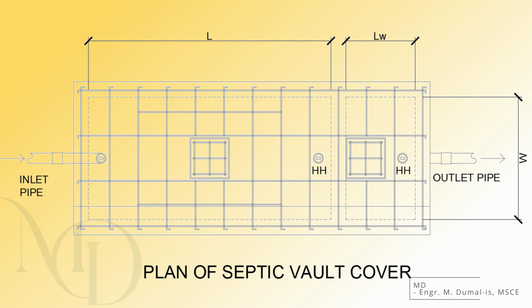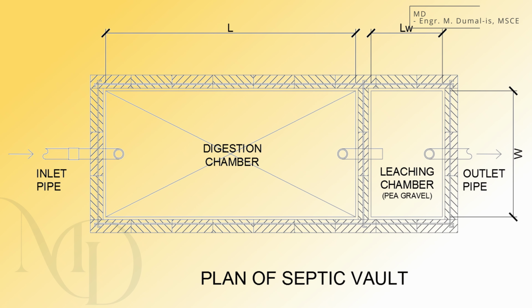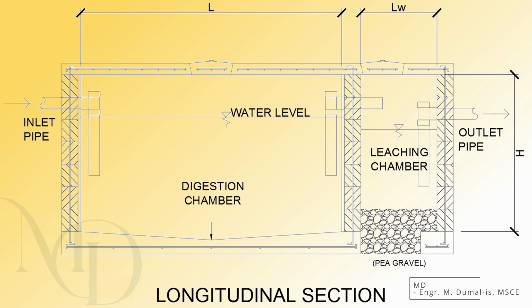With that said, let us look at an example of the plan view of a septic vault cover. Next, here is a sample plan of a septic vault. And here, we can see a longitudinal section of a typical septic vault. It is important to understand that the plans shown here may vary depending on the specific requirements of the design, as well as additional provisions set by local laws or ordinances.